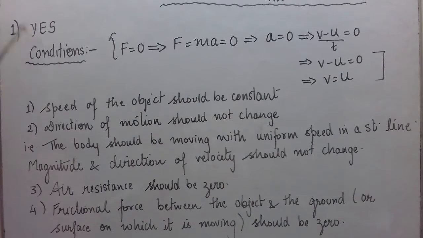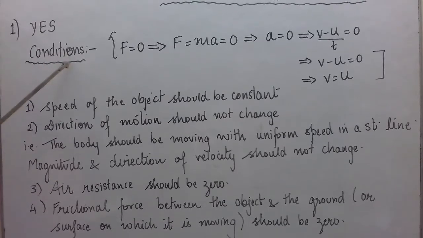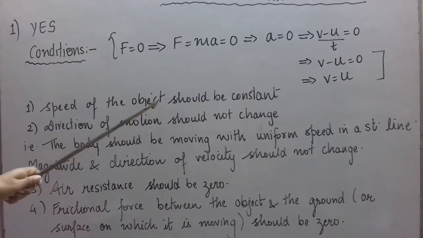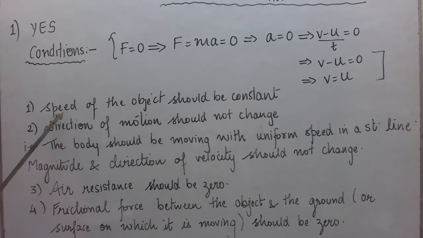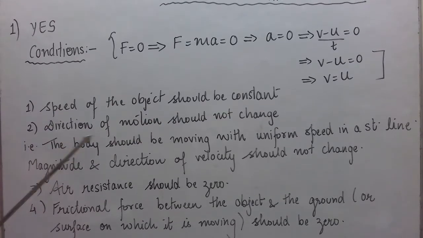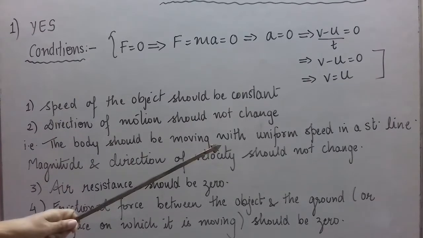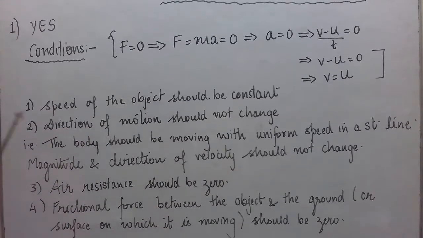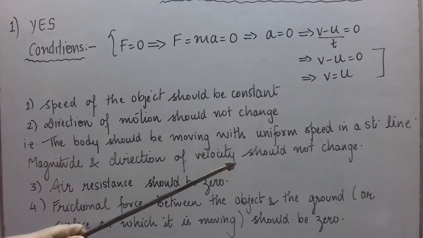direction of the velocity. So I have here written all the conditions, but let us try to understand how I have got these conditions. Now conditions: speed of the object should be constant, direction of motion should not change. It means, in other words, the body should be moving with uniform speed. Constant speed means uniform speed, and without changing direction means in a straight line. So in other words, the body should be moving with uniform speed in a straight line.